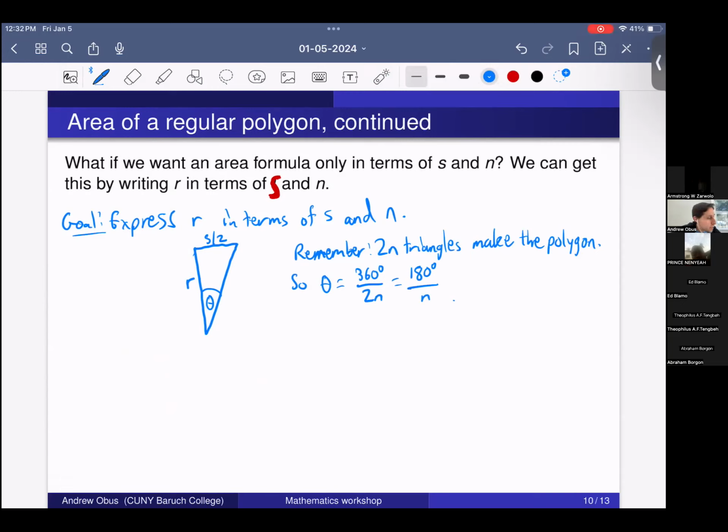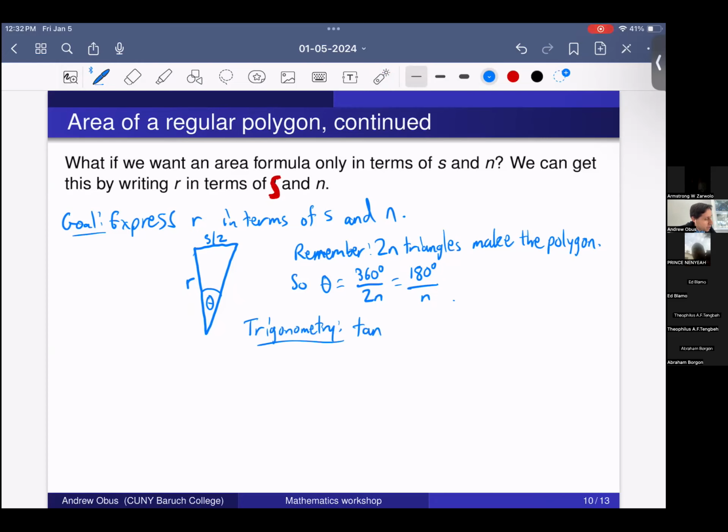So theta here, what is this angle? It's actually 360 degrees, which would be the full circle, but it's cut into 2n pieces. So each one of them is just 360 degrees divided by 2n, or 180 degrees divided by n. And so now here's where you need to use a little bit of trigonometry.